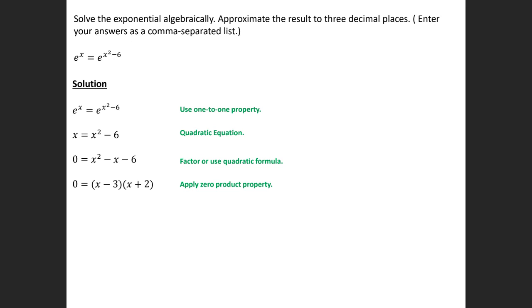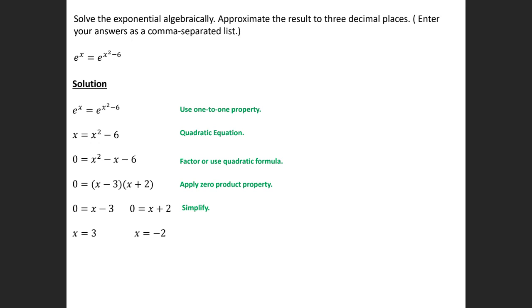And by using my zero property, I have two answers, either x minus 3 is equal to 0 or x plus 2 is equal to 0. Simplifying or solving for x, I have my two answers: either x is equal to 3 or x is equal to negative 2. It's always good to double check your answers, plug these values back in to make sure that you have two equal expressions.